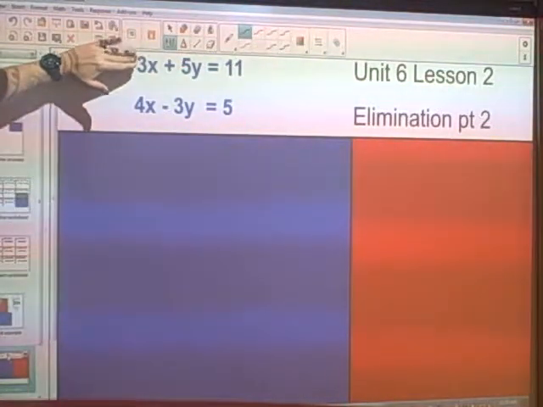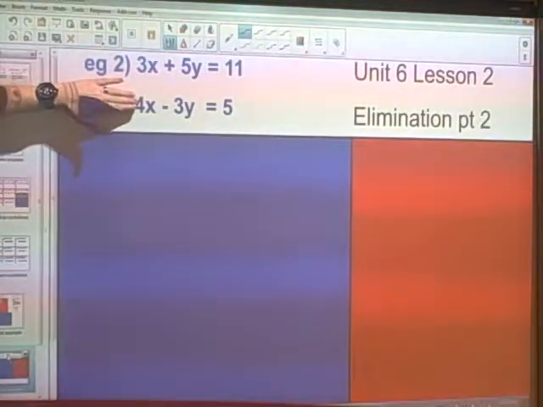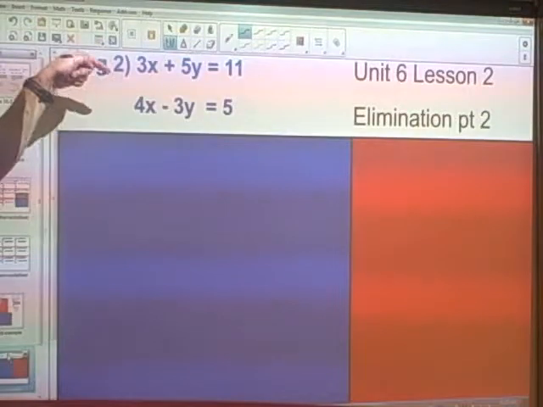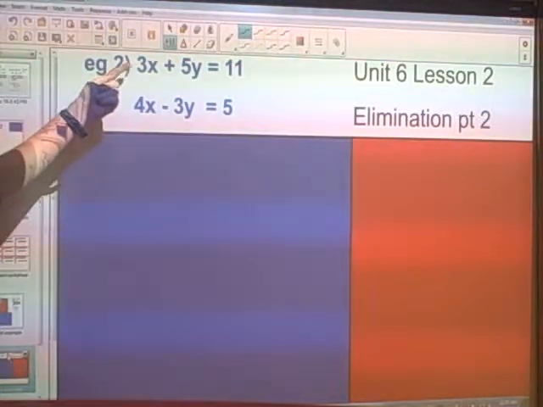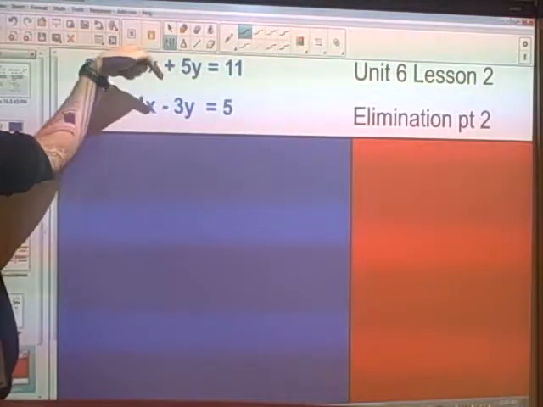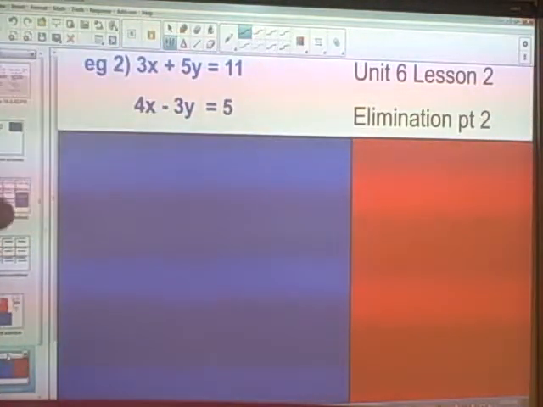I do 3 times 4, which gives me 12, and I do 4 times 3, which also gives me 12. So I times the top equation by this number, and I times the bottom equation by this number. Now I could also do that for the y's as well. I could times this one by 3, and this one by 5, and that would make the y's the same.